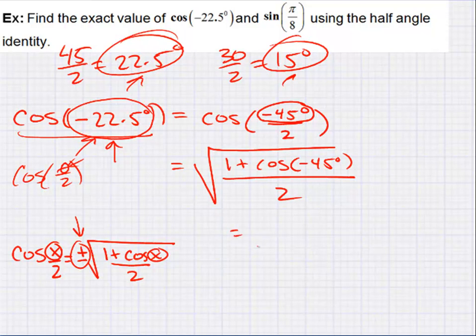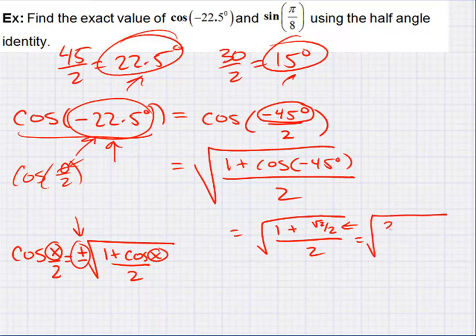Alright, let's finish this off. So I get the square root of 1 plus the cosine of negative 45 is square root of 2 over 2. All over 2. Now it's just a matter of simplifying this thing. So if I take this numerator and I use common denominator and write this as a single fraction, I get the square root of 2 plus root 2 over 2. That's just this numerator part here. Then that whole thing is still divided by 2. That's this 2. Which gives me the square root of 2 plus root 2 over 4.